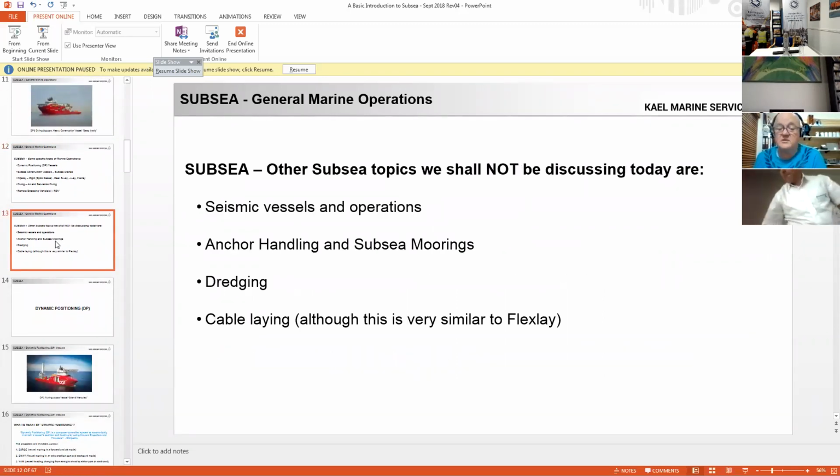Some other subsea topics, but we're not going to be discussing these today, are seismic vessels and operations, anchor handling and subsea moorings, dredging, and cable laying, although cable lay, in the operation itself, is very similar to flex lay.